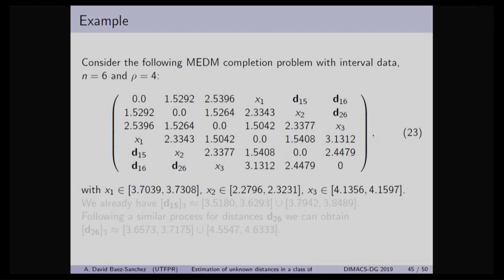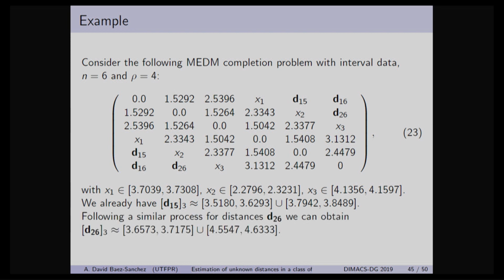And now we're going to use this idea that you explained before. We're going to try to estimate d15, later 2.6, and with that, we're going to try to estimate d16. This is what we want to try to do. So the first part is the previous example, so we already know this. We already have this estimation. And we can do something similar for this d26. This is the situation. So now you have interval estimations for these unknown values.